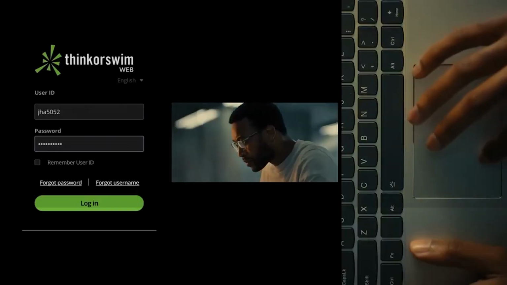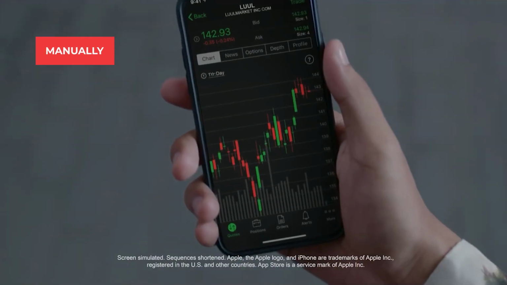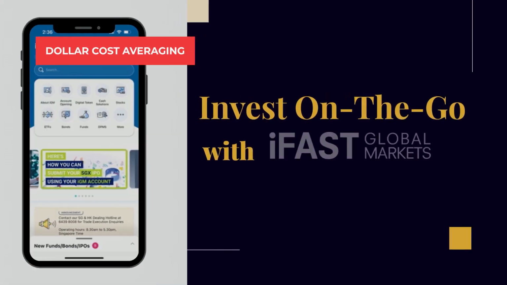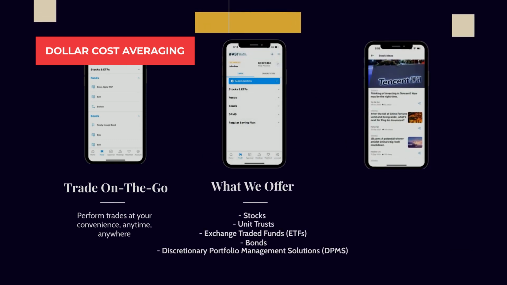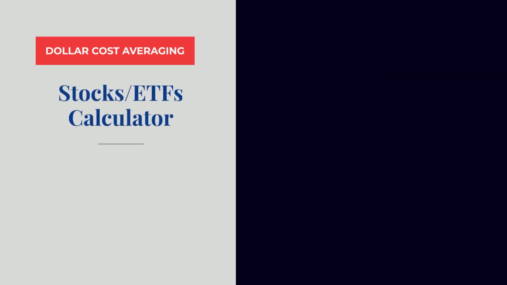Now for investing in ETFs manually, I use Think or Swim by TD Ameritrade. This is due to its user-friendly platform and no commission fees when purchasing the ETFs. And for investing in ETFs through dollar cost averaging, I use iFast Global Markets, which generally is also quite simple and user-friendly, as well as low transaction fees of about $1 plus when purchasing the ETFs.